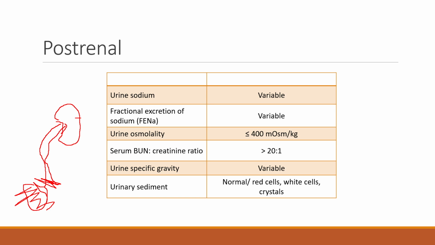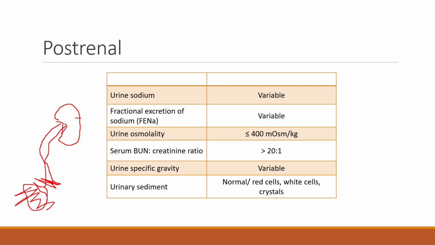This one is actually variable, but it's typically decreased. Some sources say 350 and some say 400, and I found this value from a reference book, so I put it as lower than or equal to 400. The serum blood urea nitrogen to creatinine ratio is actually variable too, but it typically remains within the normal range. So I'm afraid you have to memorize this one. And then the urine specific gravity is also variable.